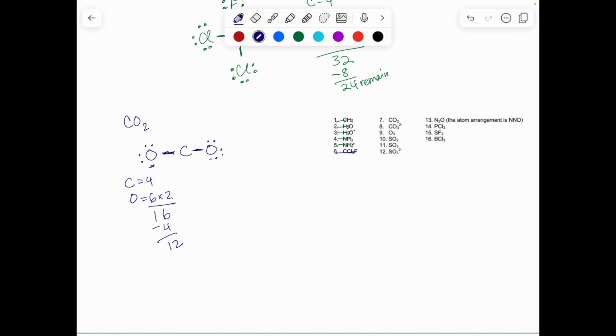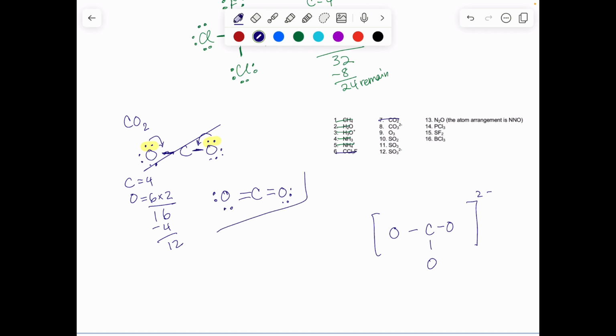The problem is that the carbon does not have his 8 yet. So we're going to take some outside electrons and move them into a double bond. We'll do so on each side in order to give carbon its octet. And so the Lewis structure really has a double bond between the carbon and each oxygen. There's CO2.